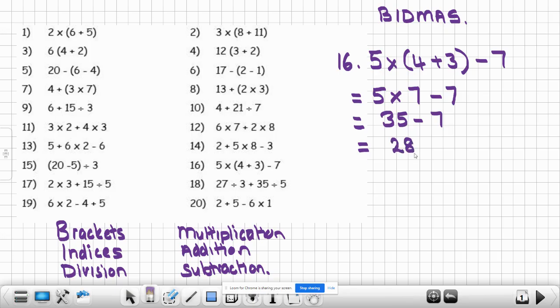Sorry, I'm so used to saying minus, but when I say minus, it's the same word as, same meaning as subtraction.